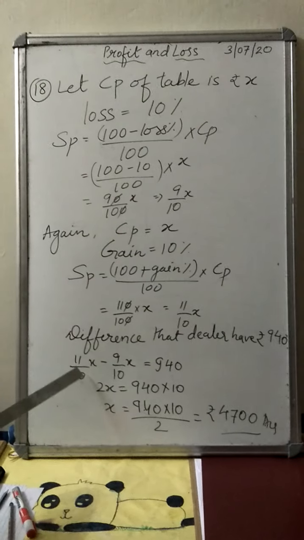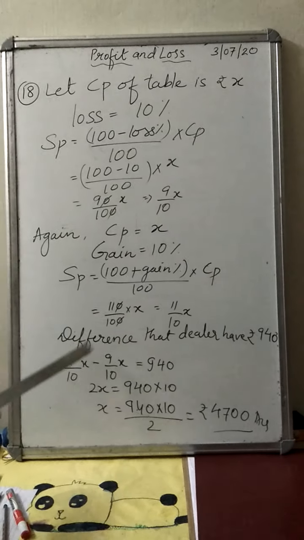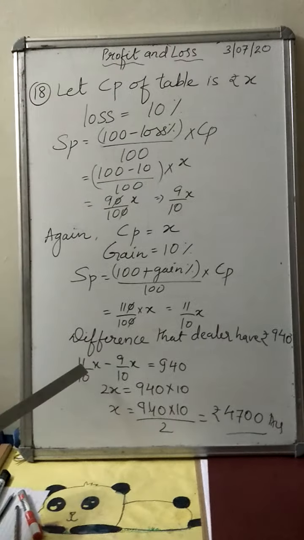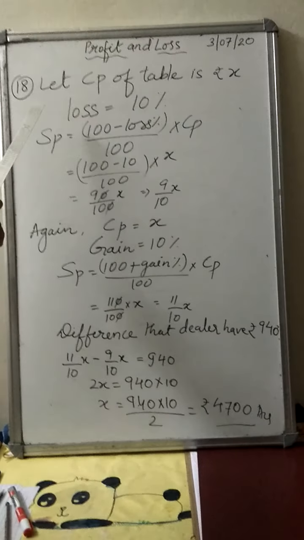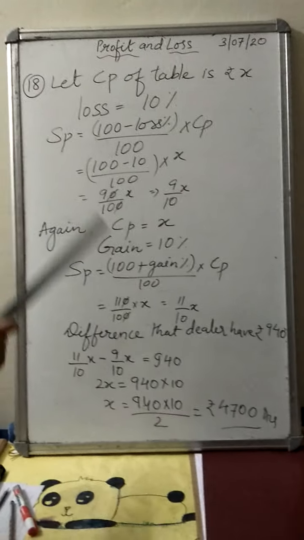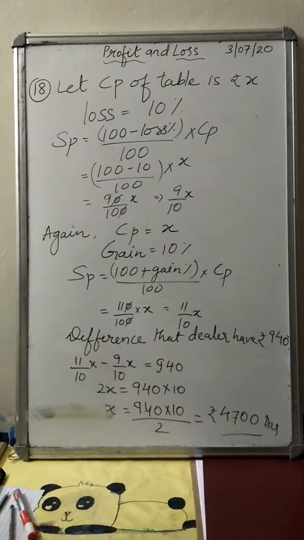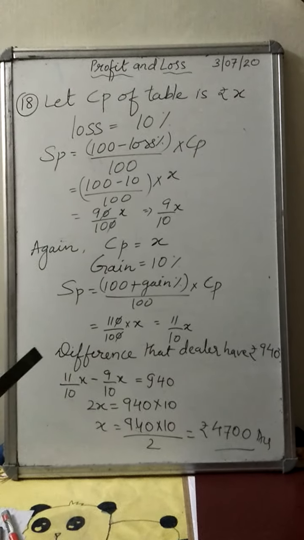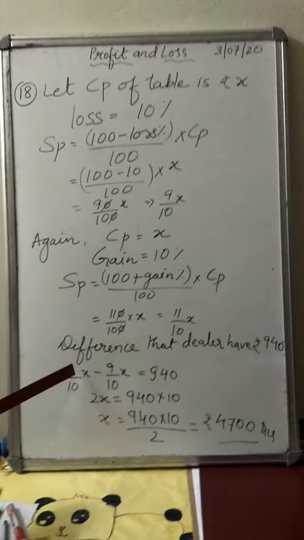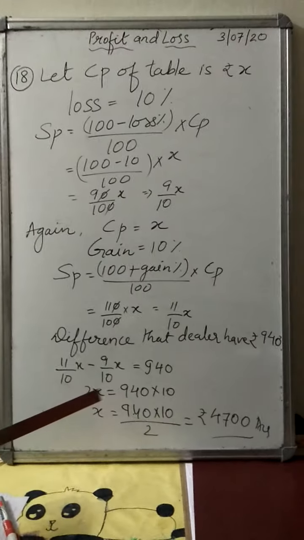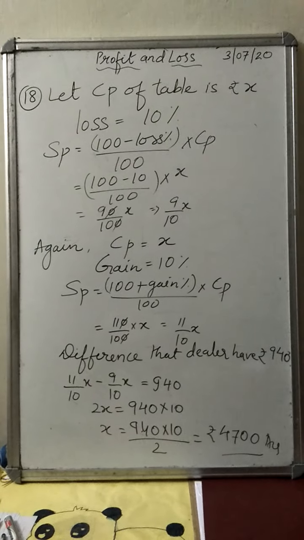So the difference in both cases, both selling prices, is 940. That's why you have to make this equation by yourself, by thinking. By reading the question again and again, you will get this. Because once the dealer is having a loss, once a gain, that difference is given. Under such a condition, you have to find the cost price. So you have to solve this and get the value of x, which is 4,700 rupees.